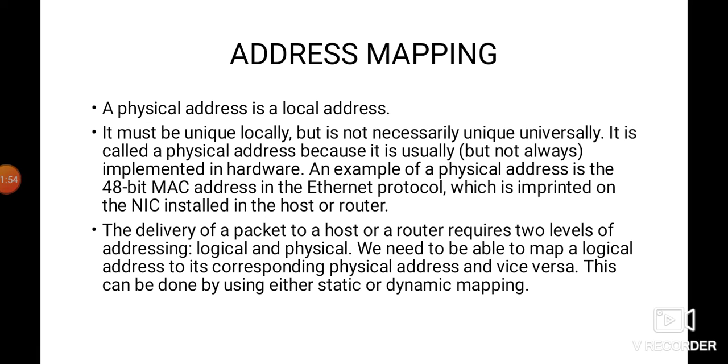In network communication we need both, because a physical network such as Ethernet can have two different protocols in the network layer, such as IP and IPX. Likewise, a packet at the network layer may have different protocols like IPv4. So the delivery of a packet to a host or a router requires two levels of addressing, logical and physical. We need to be able to map a logical address to its corresponding physical address, and vice versa. This can be done using either static or dynamic mapping.